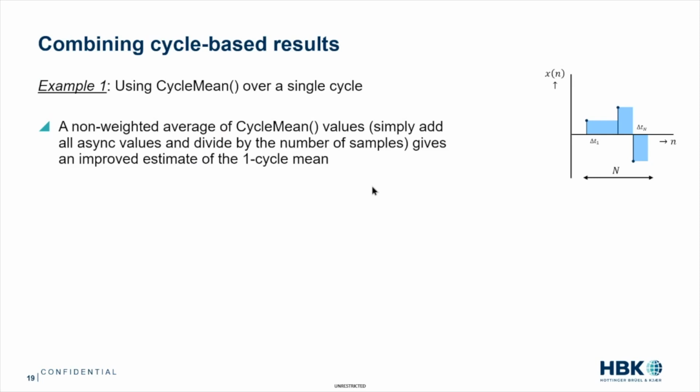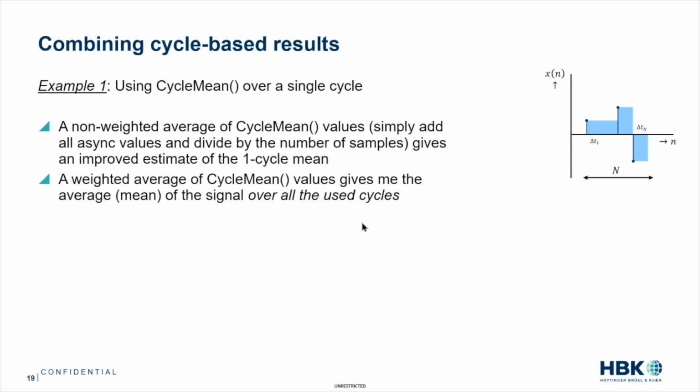So we said before, maybe it's better to take the weighted average. So the weighted average of the cycle mean gives me the average or the mean of the signal over all used cycles. And it's good to note that those things are different.